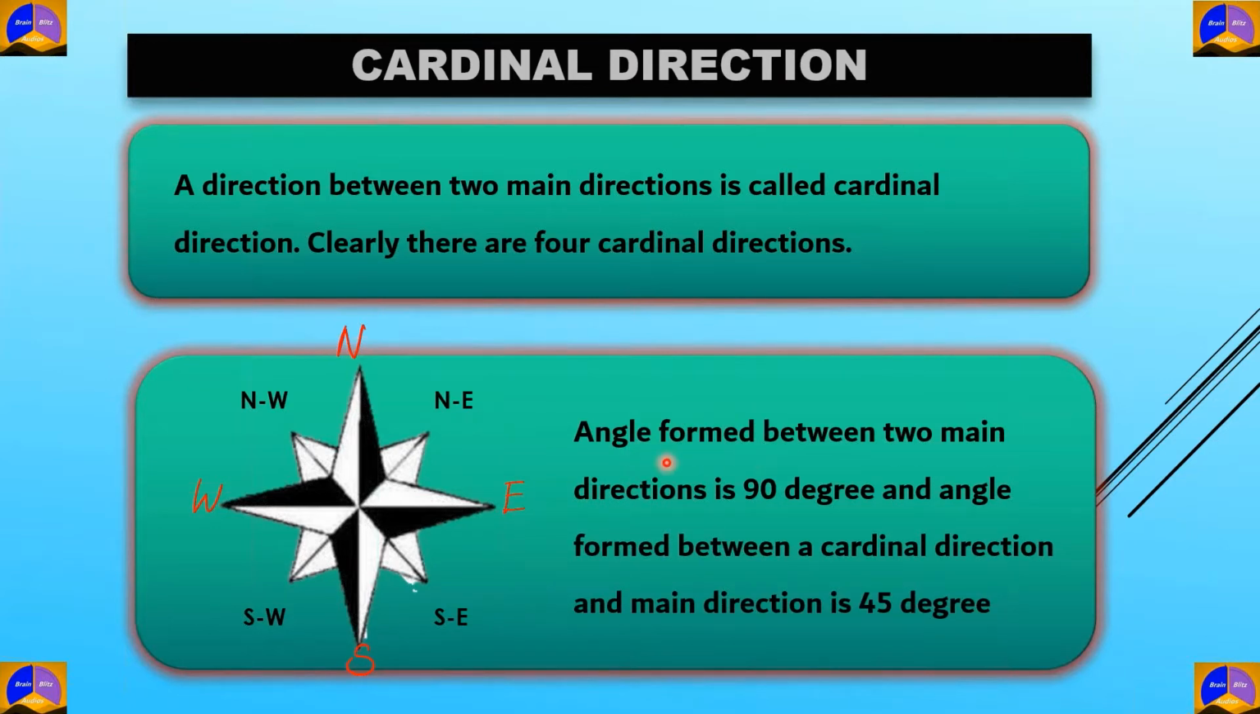The angle formed between two main directions is 90 degrees. The angle formed between a cardinal direction and a main direction is 45 degrees. For example, the angle formed between two main directions, north and east, will be 90 degrees, while the angle formed between a cardinal direction and a main direction, for example, northwest and west, will be 45 degrees.